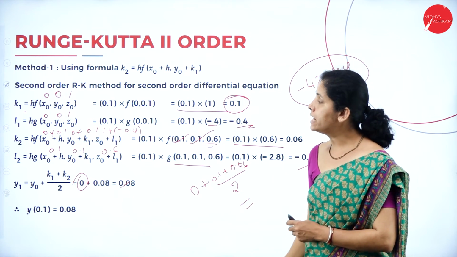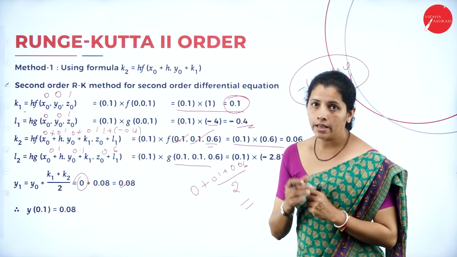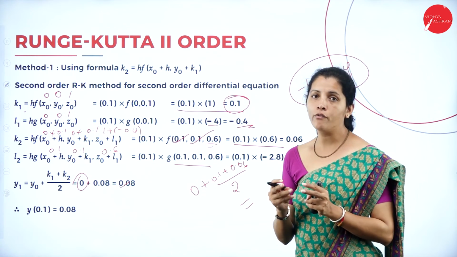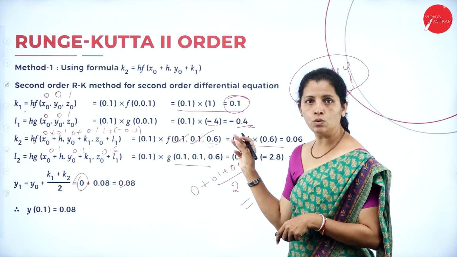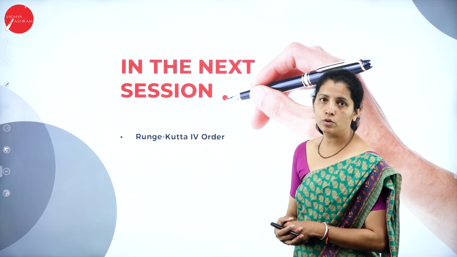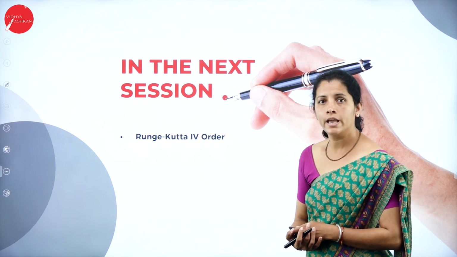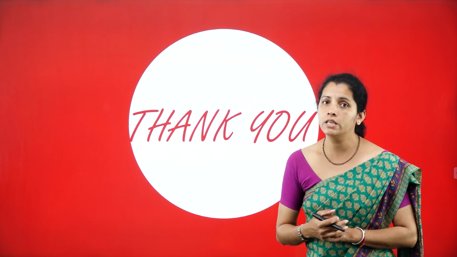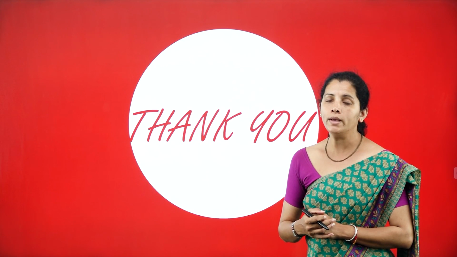Therefore, y of 0.1, the answer is 0.08. Anyway, dear student, in today's session I started with Runge-Kutta order 2 and I have discussed two kinds of formula used to solve Runge-Kutta order 2. But in my next session, I'm going to deal with Runge-Kutta order 4 with some example problems.